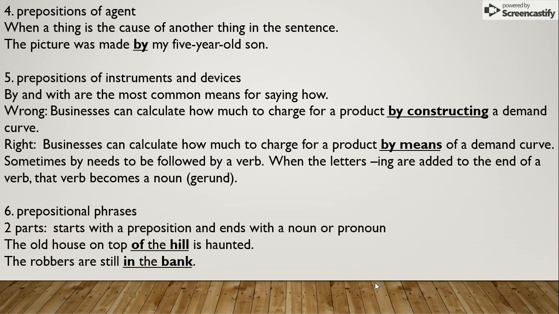And so, what you want to do is when you're trying to show these instruments and devices, you want to make sure the word that comes after your preposition is a verb. And that's why we've gotten rid of the word constructing and moved to the word means in that second example. Means is a verb, and now I have this proper relationship established.